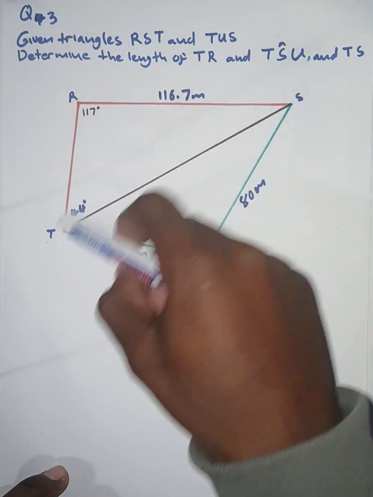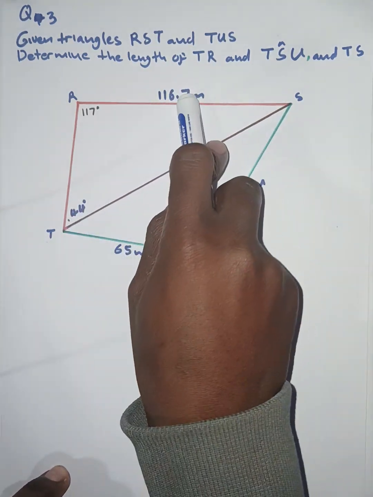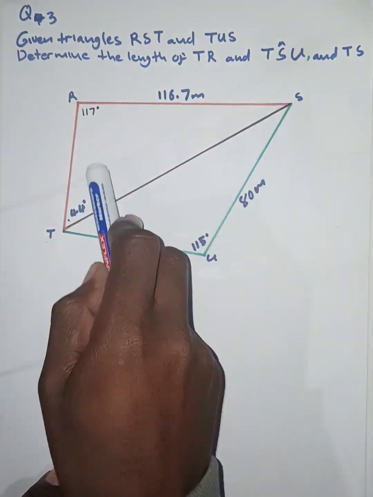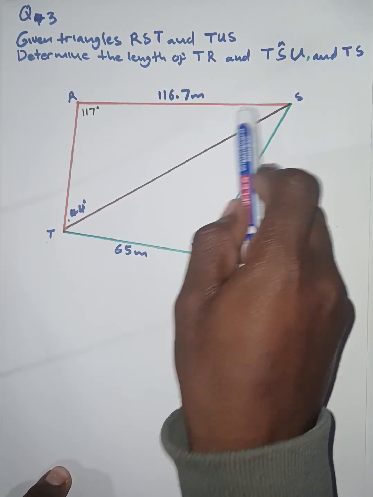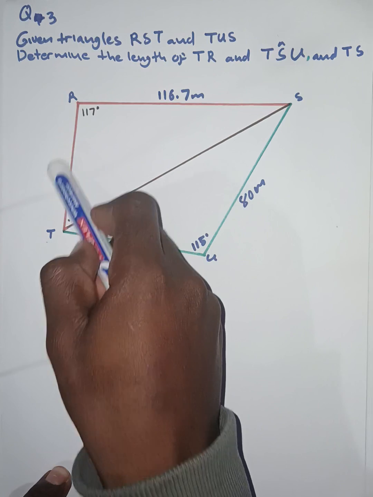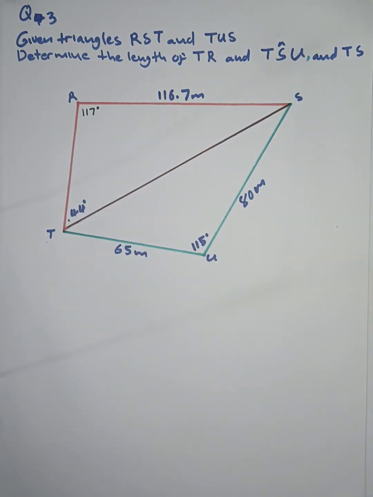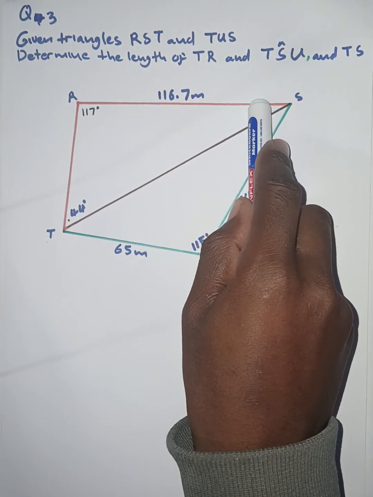You can see that I have a pair, I have an angle and its opposite side, right? But in this case I don't have that angle there, because I would need also to have that angle there, so that I can calculate that side. So what I'm going to do, I'm going to find that angle there.